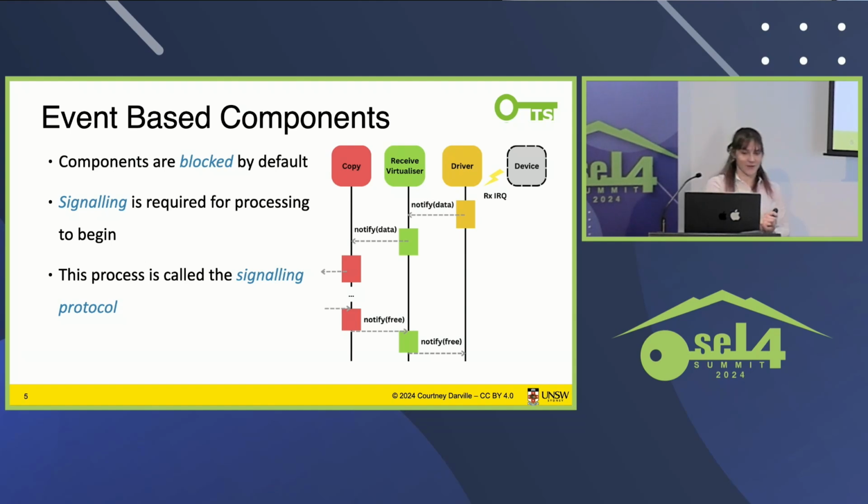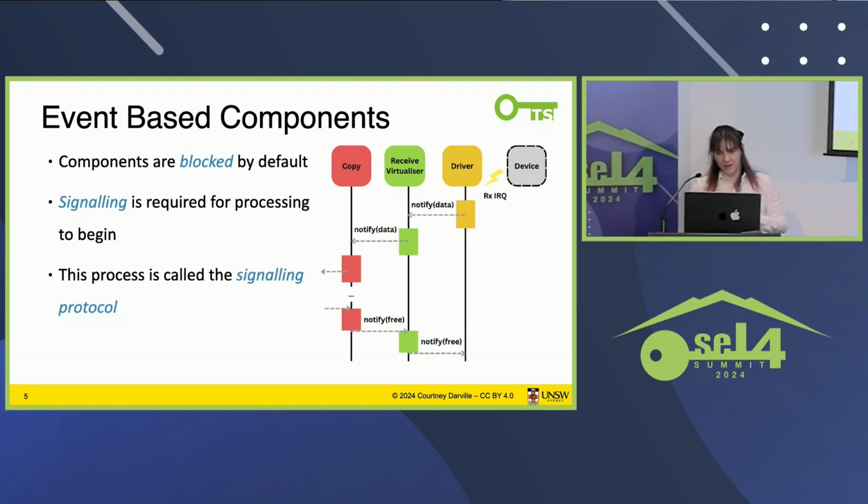A final important note about these components is that they're all event-based. That means they're blocked by default on their notification objects, and signaling will be required to enable each component to begin processing a queue. This is enough background knowledge to understand what we mean by the signaling protocol. This is the decision-making process that a producer goes through to determine whether it needs to signal a consumer. We include within this signaling protocol any state information that a consumer publicizes to a producer to help understand whether the signaling is required.